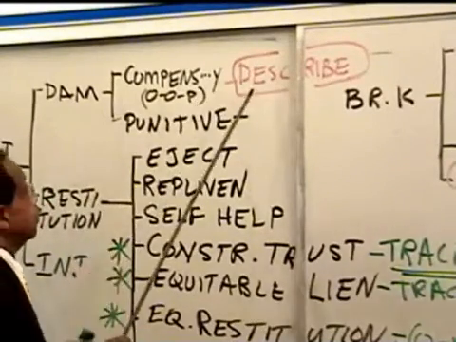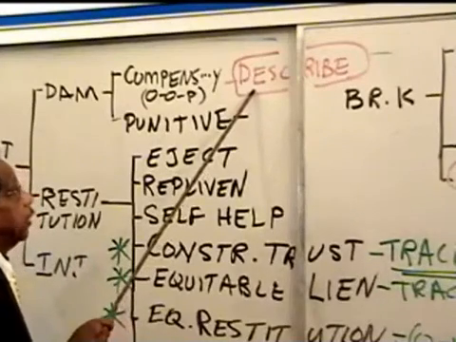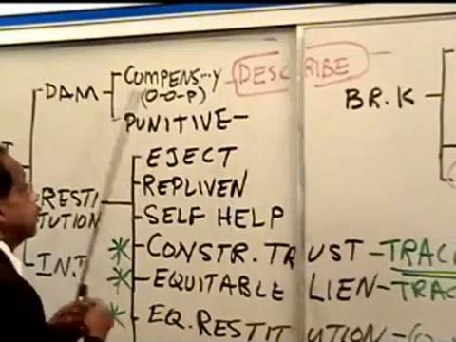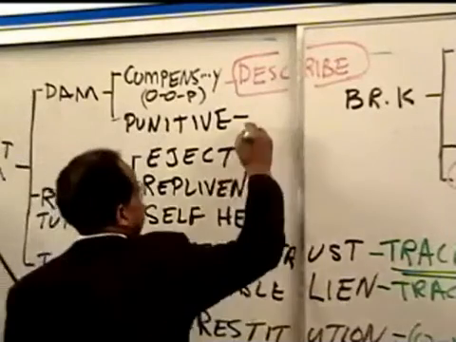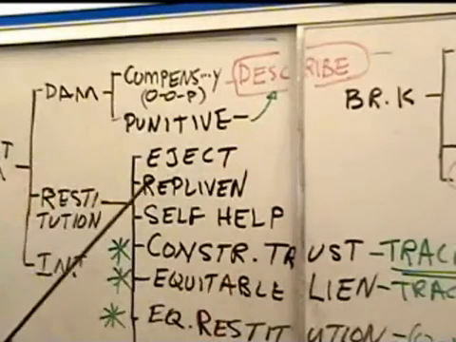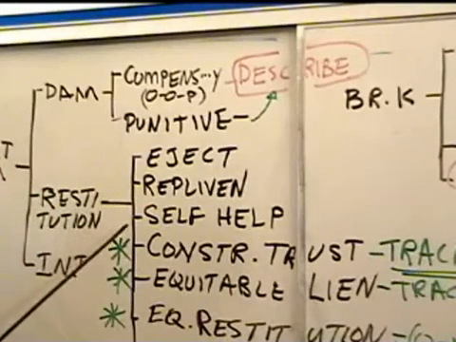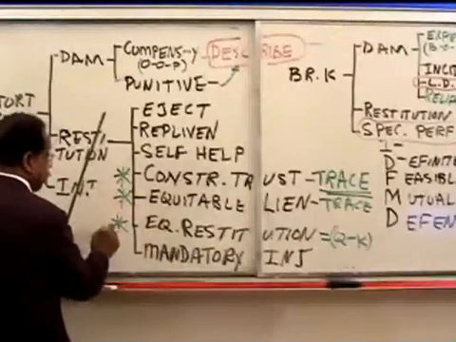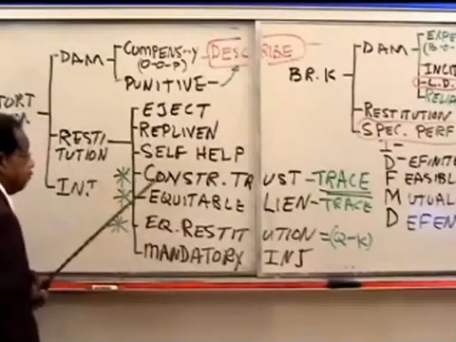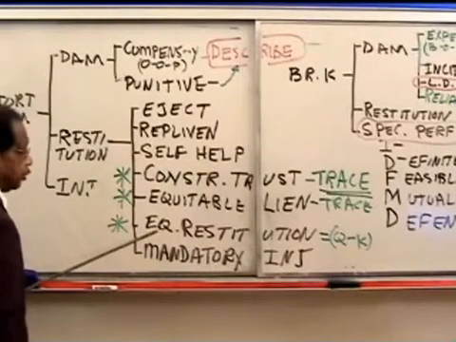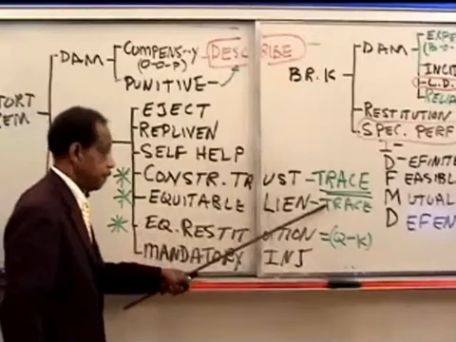So they'll ask you to describe, not to calculate compensatory damages. Punitive damages, same thing, just talk about them. They'll never ask you to calculate those. Under restitution, the ones which are tested are these three: constructive trust, equitable liens, equitable restitution, including the tracing.